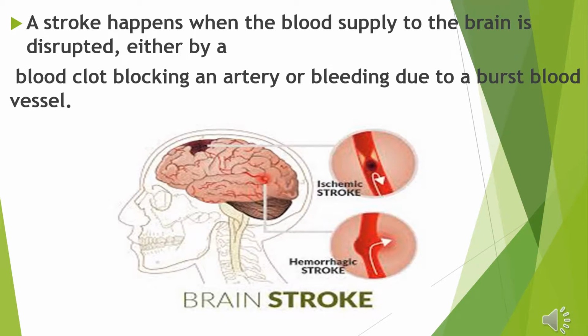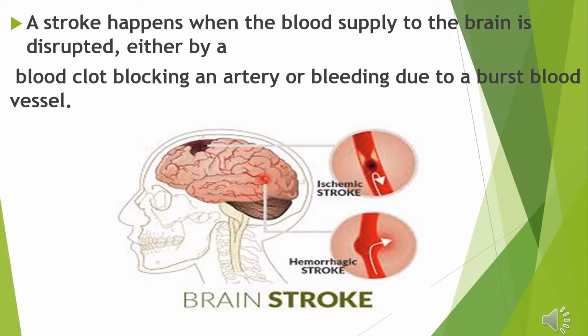In this slide, we will discuss how stroke happens, what causes lead to stroke, and the types of stroke. Firstly, a stroke happens when the blood supply to the brain is disrupted, either by a blood clot blocking an artery or by bleeding due to a burst blood vessel.